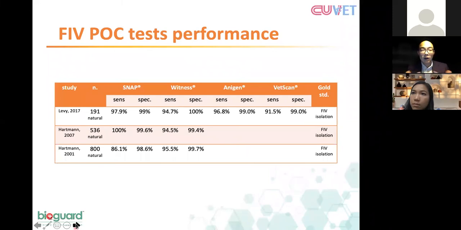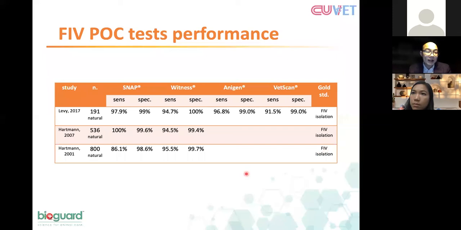Now that we know about FIV point of care tests, let's look at the performance. The gold standard for FIV diagnosis is, of course, isolation, because antibody can also come from vaccination. So the only way to confirm that the antibody you detected by your point of care test comes from infection and not vaccination is by isolation, the isolate of the living virus from the sample.